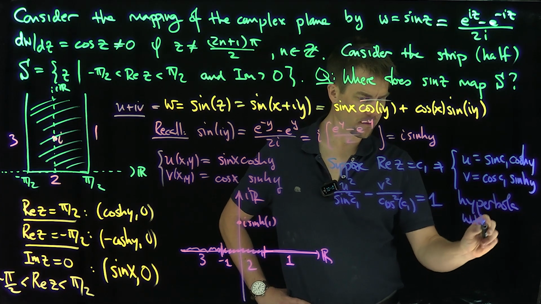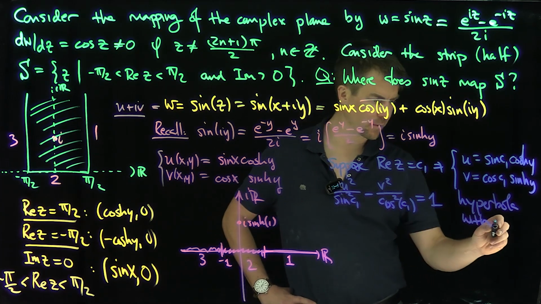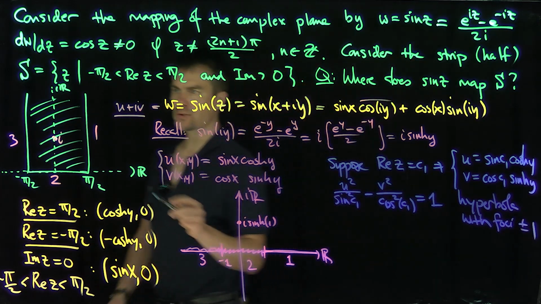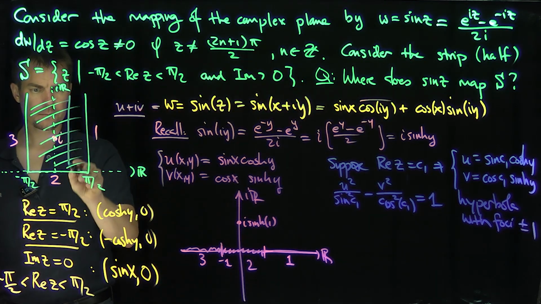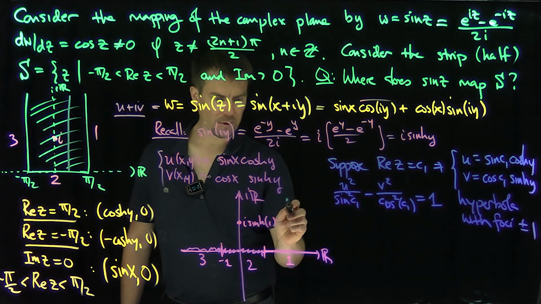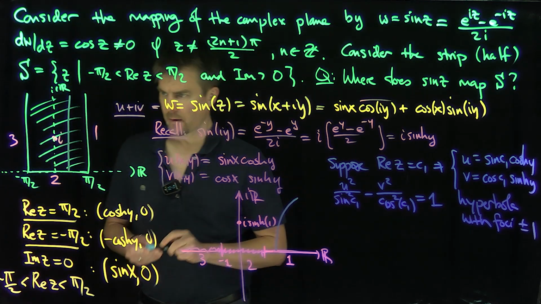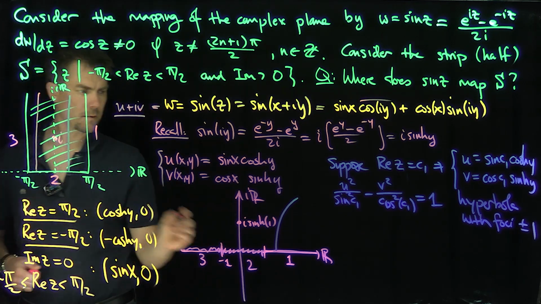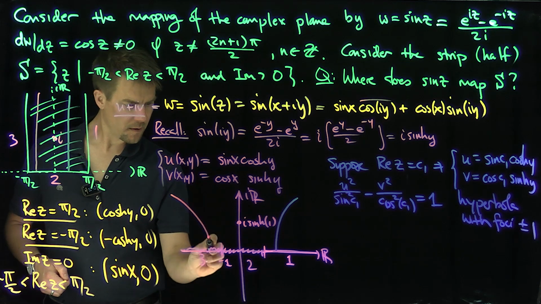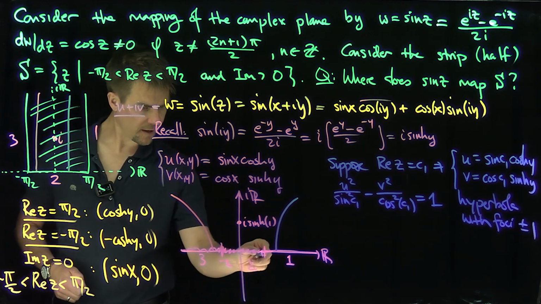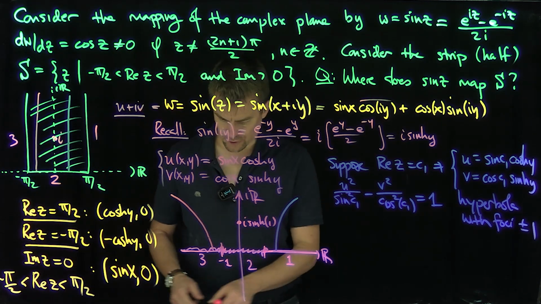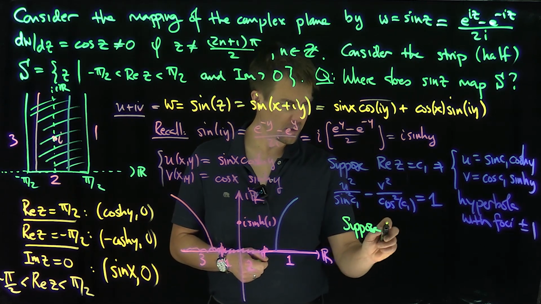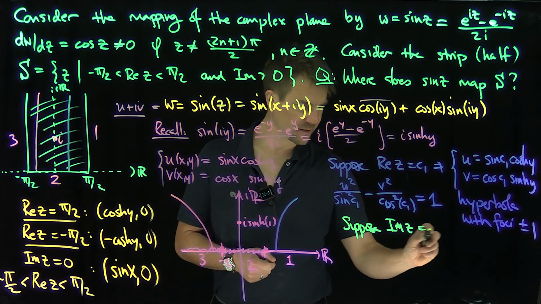With foci, you have to add the denominators, right? With foci at plus minus 1, okay? So these lines of constant real part get mapped to hyperbolas over here. Over here, you get mapped over here. And their foci are here and here. What happens if the imaginary part of z is constant? Suppose the imaginary part of z is a constant c2.